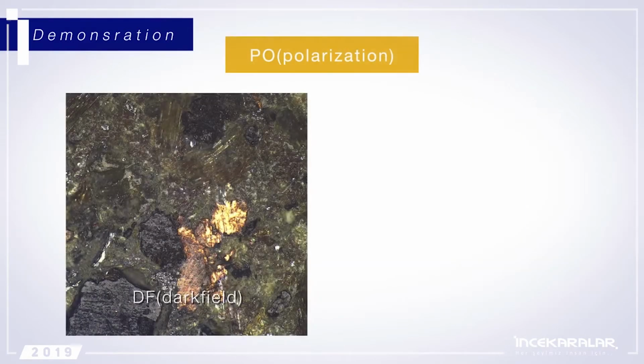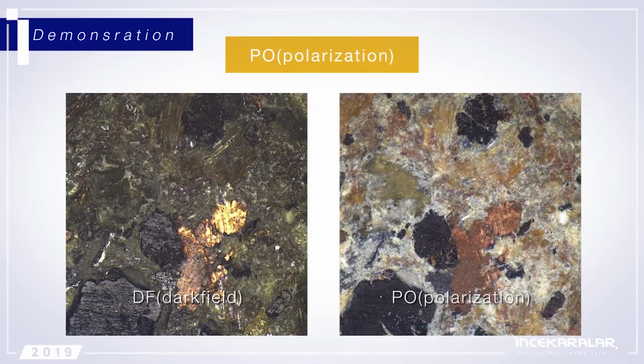This is polarization observation. By orthogonally laying out 2 polarization filters, this observation method allows you to see the contrast and coloring according to the polarization property of samples, such as metal structure or mineral.